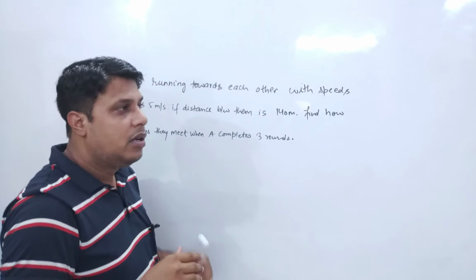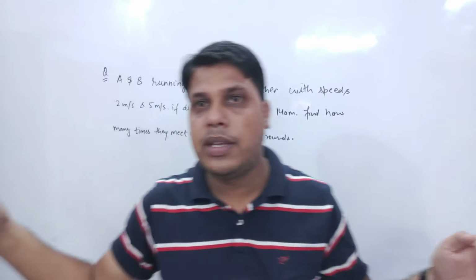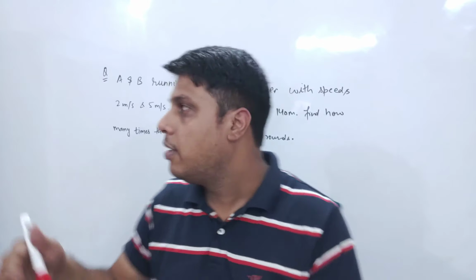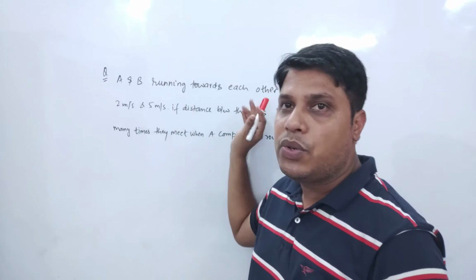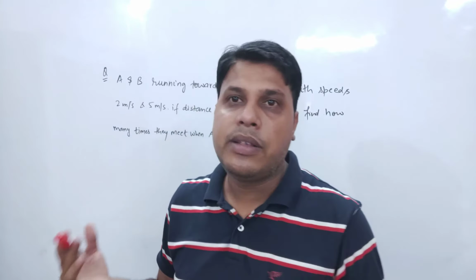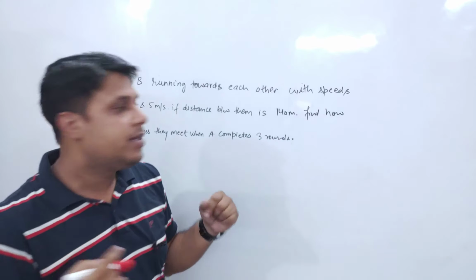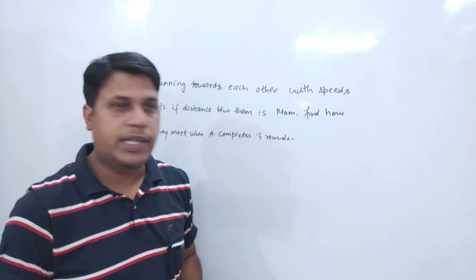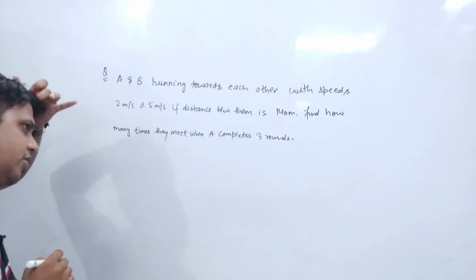3 rounds. ठीक है, so the question is that when they are running at a distance of 140 meter, they are coming towards each other, they meet in between, and A is going to B place, then B is going to A place, and the things are that they are completing such rounds. ठीक है, so the question is that in how many times they will be meeting if A completes 3 rounds. Is it clear? Okay, so let us see how to solve this question.